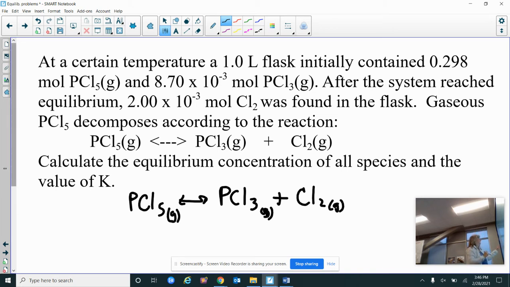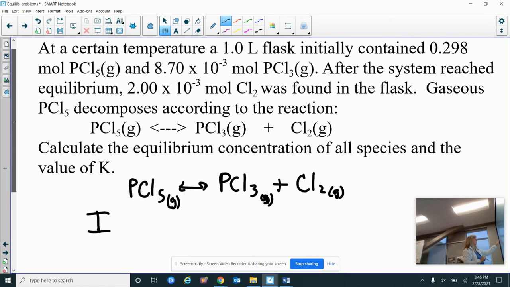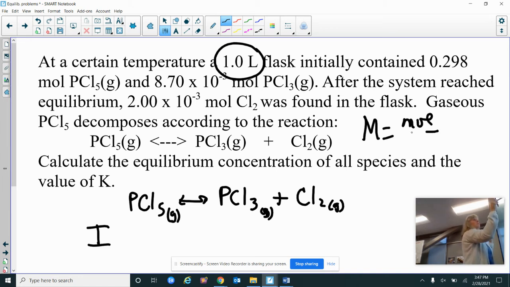All right, so ICE. Initial. Do we have the initial concentration? Well, we have moles. It says at a certain temperature in a 1 liter flask initially contained 0.298 moles of PCl5 and 8.7 times 10 to the minus third moles of PCl3. So since it's a 1 liter flask, molarity we know equals moles over liters. So it will just be the moles over 1. So in this case, the molarity will be the moles.